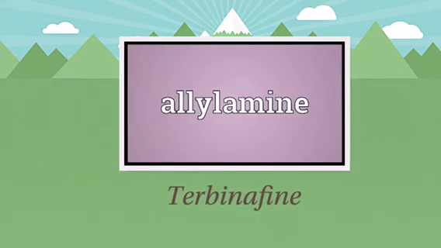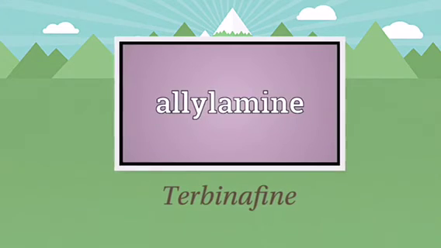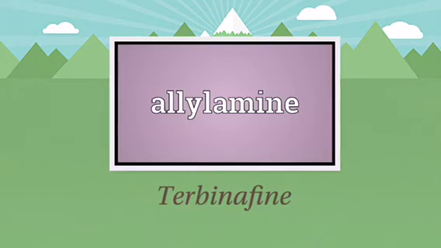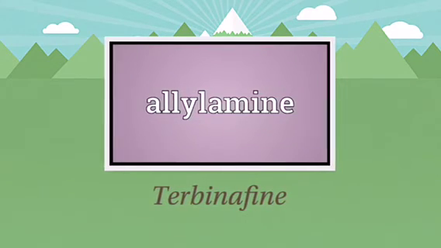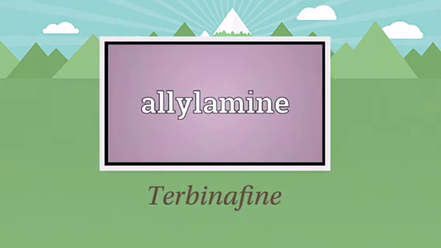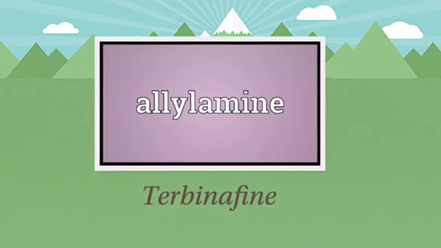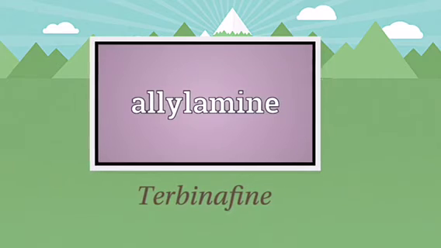Allylamines inhibit ergosterol synthesis or inhibit squalene monooxygenase. An example of this is Terbinafine. The adverse effect is liver toxicity, and only terbinafine is used systemically.